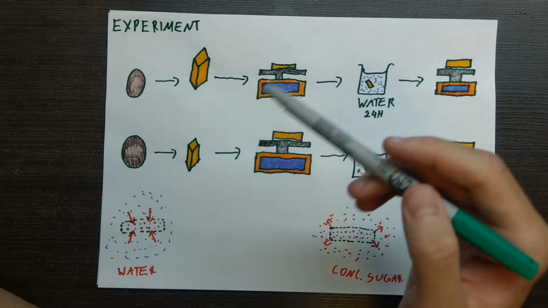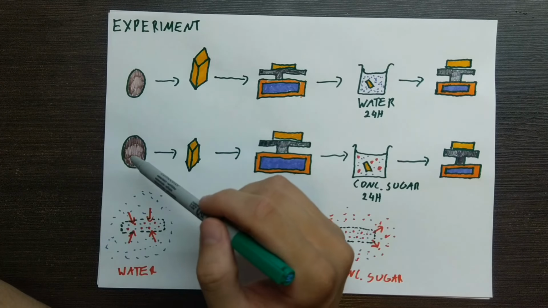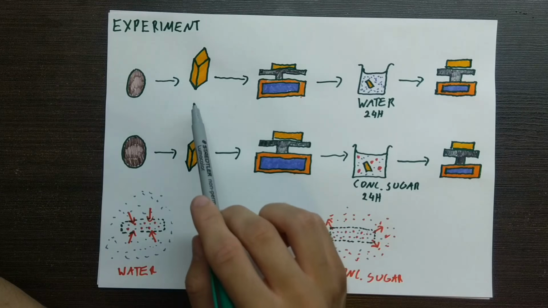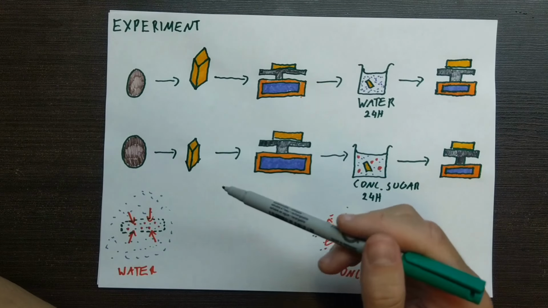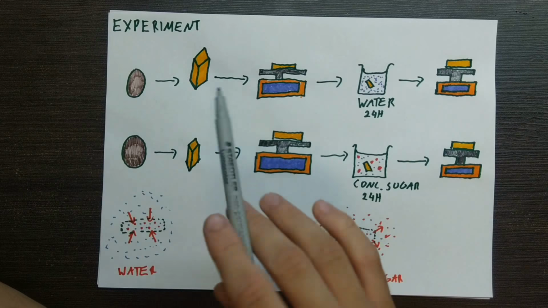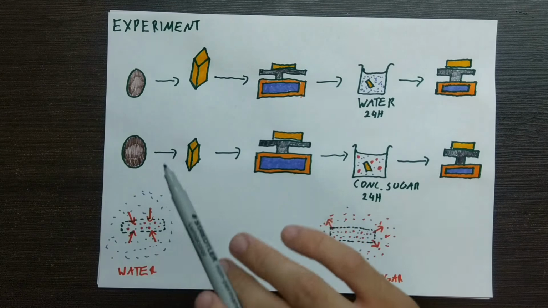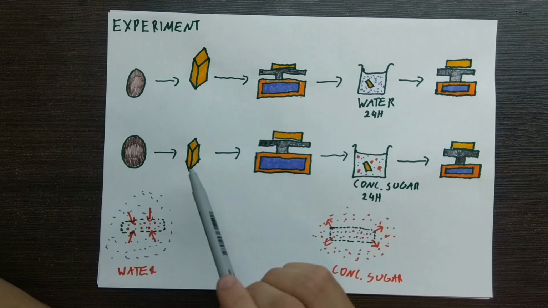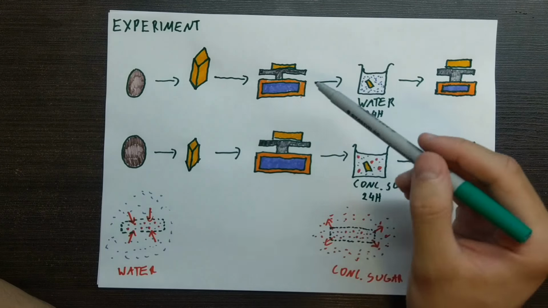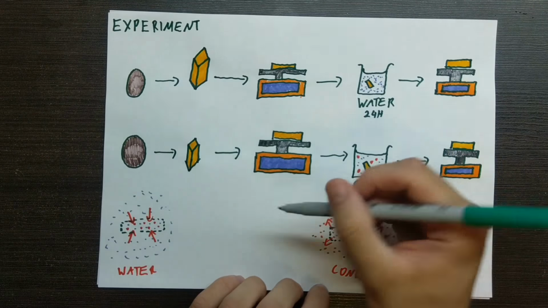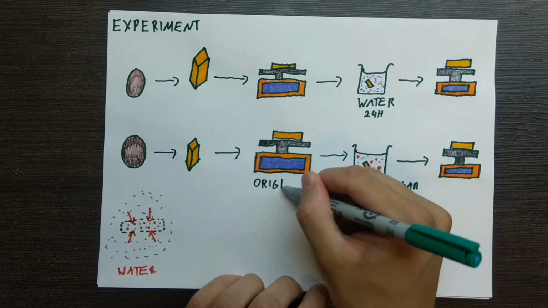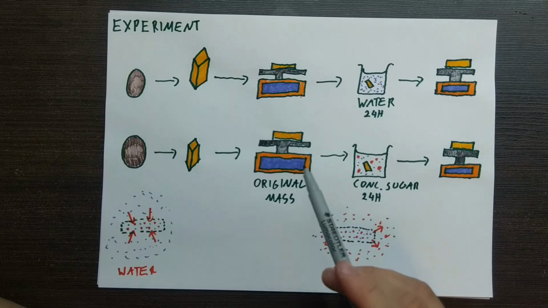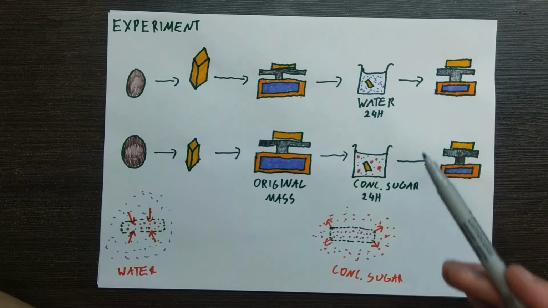Okay, so here we have 2 potatoes, and the first thing we do with those potatoes is we cut them into chips. They don't have to be exactly equal, but we cut them into chips roughly the same size, but they do not have to be perfectly equal. I will explain everything later. Bear with me. So we have potatoes, we cut them into chips, and then we weigh them to gain the original mass, because these chips are going to change mass based on what's happening in terms of osmosis.